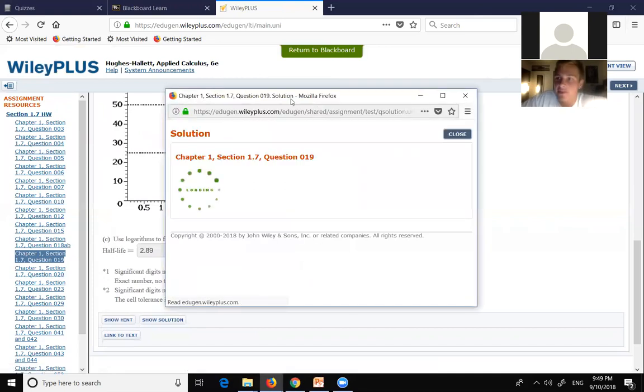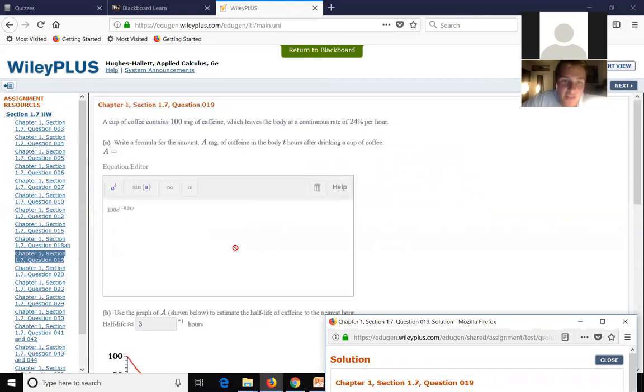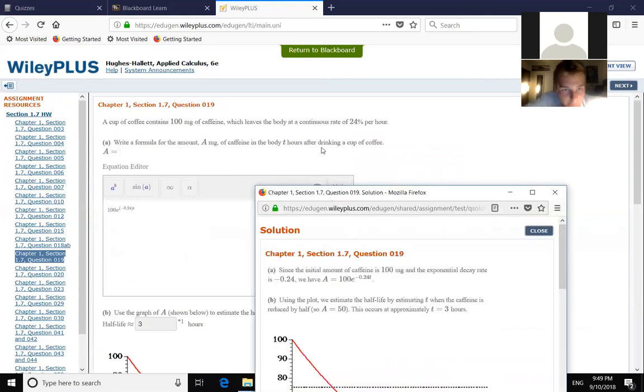Okay, so the numbers on mine are different from the ones on yours. Mine says for 1.7 a cup of coffee contains 100 milligrams of caffeine, which leaves the body at a continuous rate of 31% per hour. Oh well, let's just work with my number, and then you can try yours once you understand the question. So basically it's saying that the decaying rate is 24%, so it should be minus 0.24 if you convert that back to a decimal.